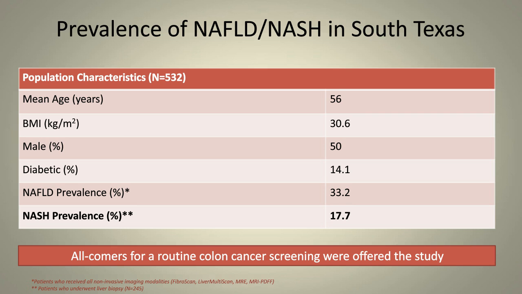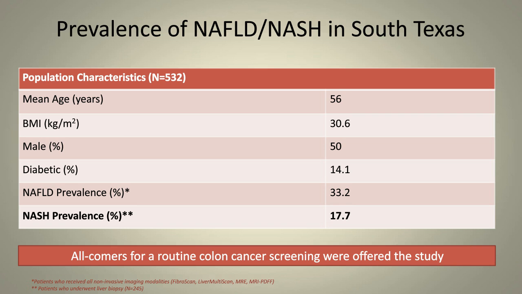You see the mean age is 56, which is representative of a population presenting for routine colon cancer screening. They were obese, half were male, half female. About 14% of patients were diabetic, which is relatively representative of the prevalence of diabetes in this patient population of a mean age of 56.